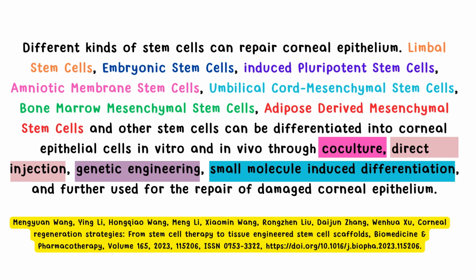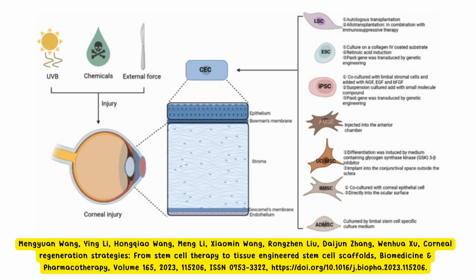One promising approach is autologous transplantation of adult stem cells, which addresses some limitations of traditional methods. Studies show this is the most effective method for replacing damaged corneal epithelial cells and regenerating the ocular surface. Various corneal and non-corneal stem cells are employed for this purpose.